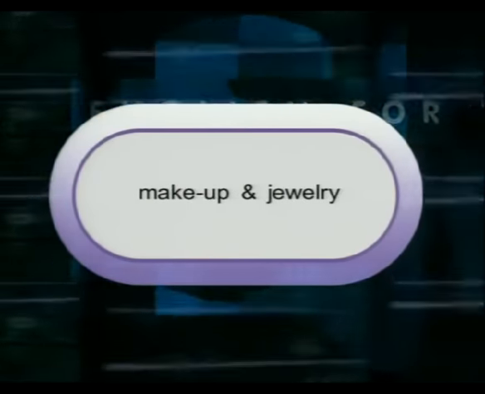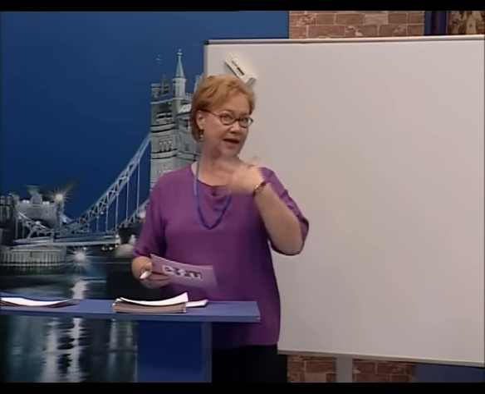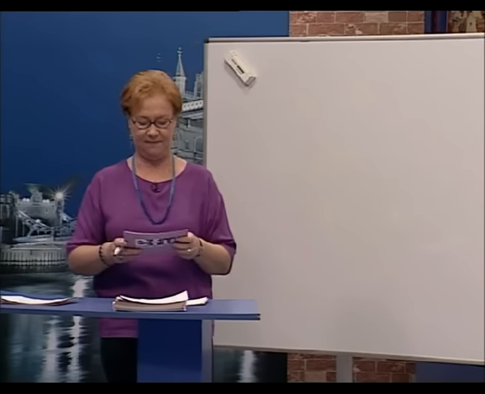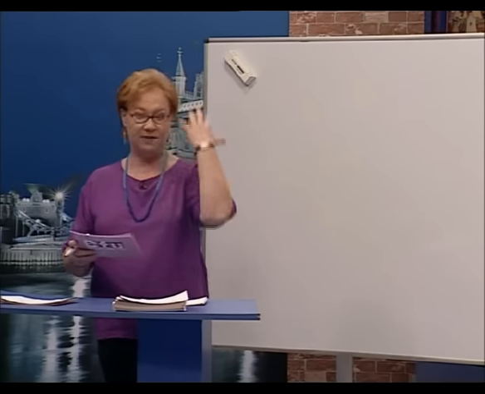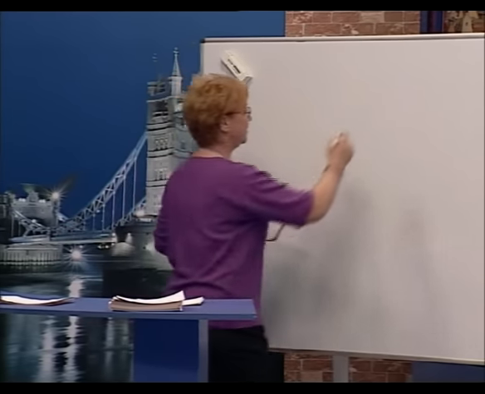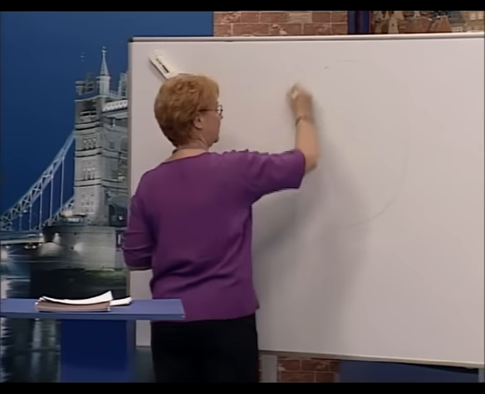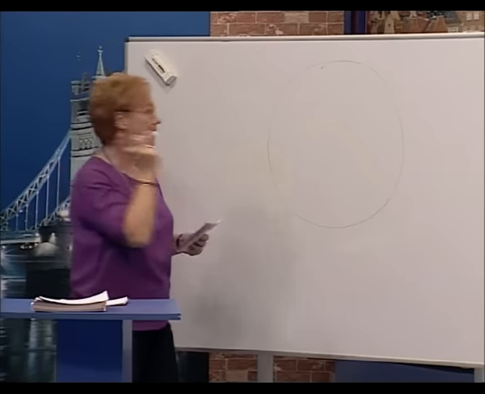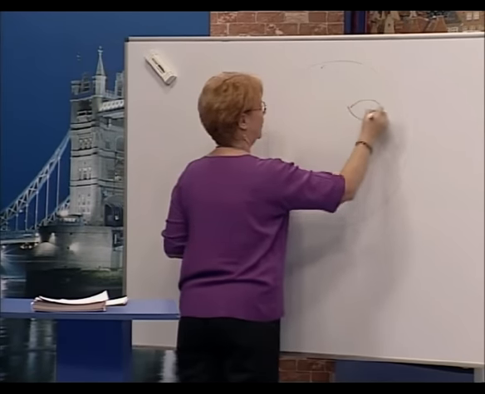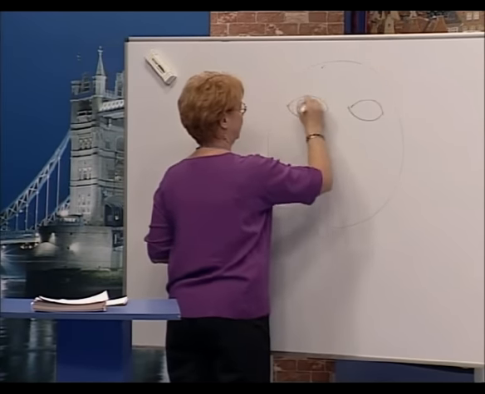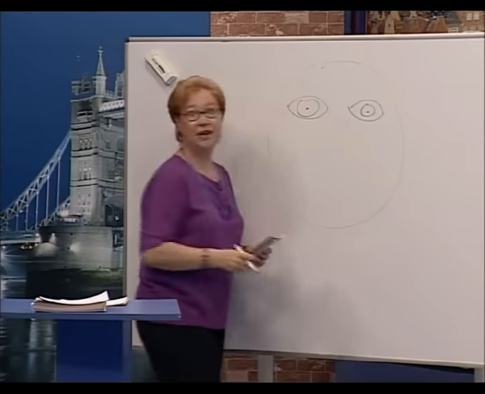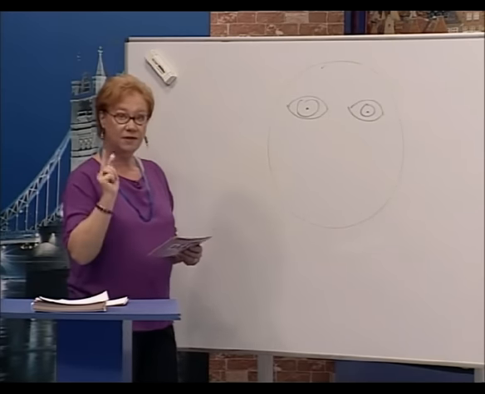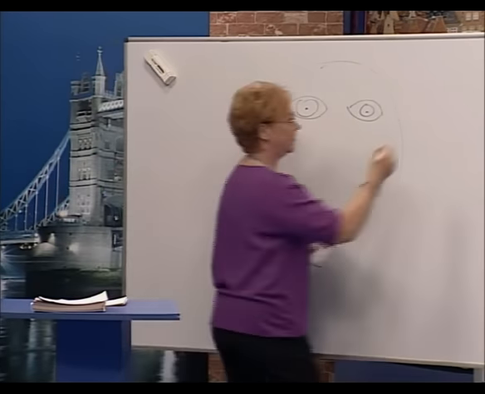Let's talk about makeup and jewelry. This is interesting for men and women. Now first, we'll talk about the face. Now, here's again the beautiful face. First, the eyes. Kind of strange eyes. All right. Now, first, here is the vocabulary.